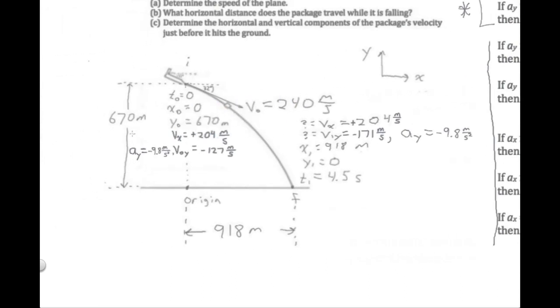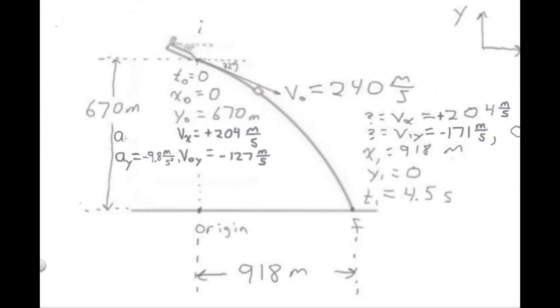Do you know at time 0 what a sub x is? Well, remember we're doing projectile motion, where the only force is the force of the Earth's gravity. And that force points down vertically. It doesn't have a horizontal component. In projectile motion, there are no horizontal forces, and as a result, there are no horizontal accelerations.